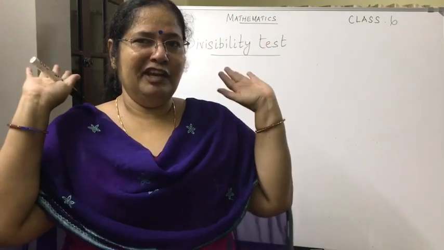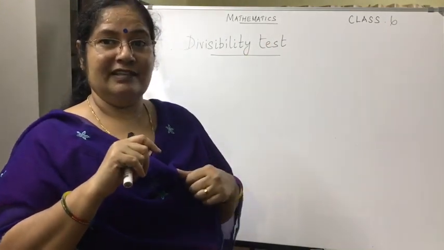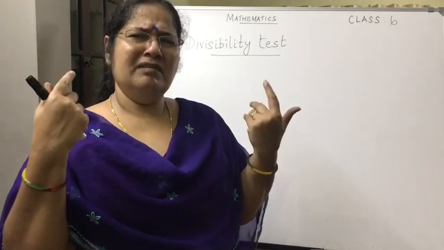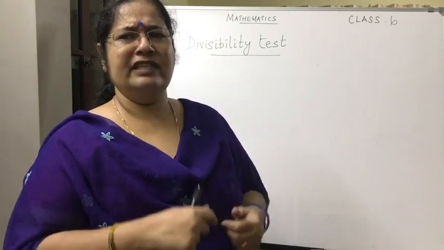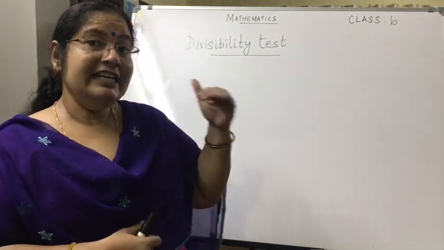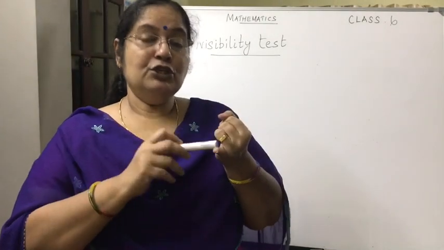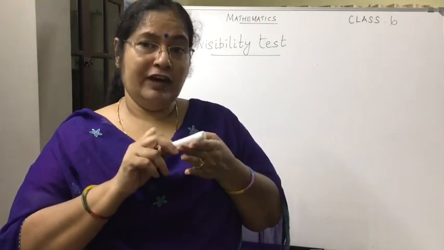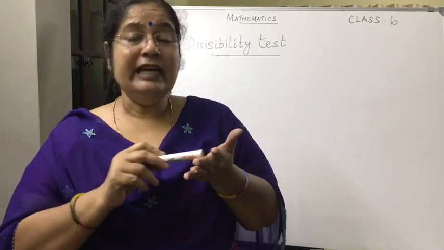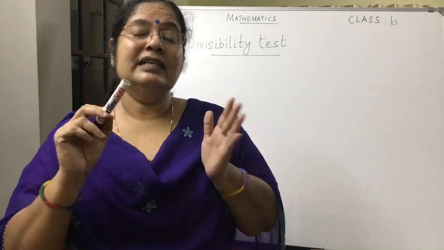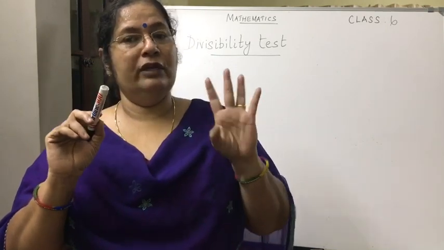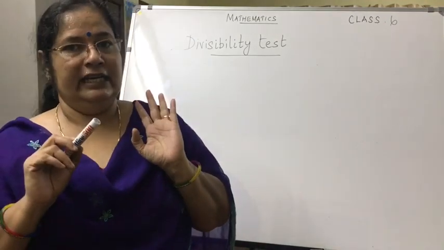Very easily we can do it once you learn the divisibility test. Any number you give me, you can tell your parents, I will tell you whether it is divisible or not. So we will be learning the divisibility test for 2, 3, 4, 5, 6, 8, 9, 10 and 11. Today I will be dealing only with divisibility test for 2, 3, 4 and 5.